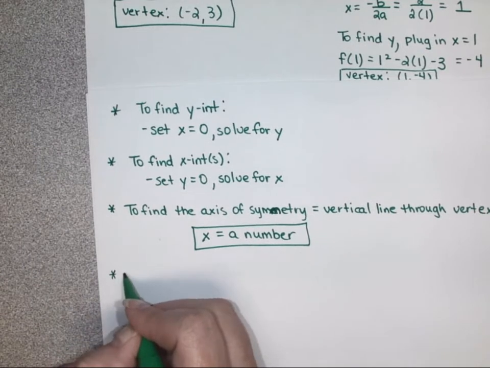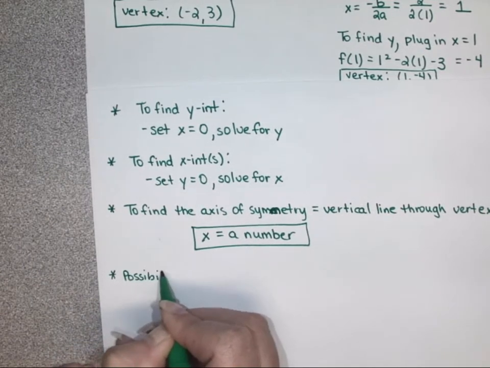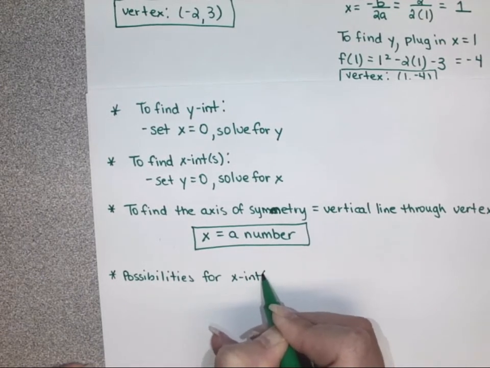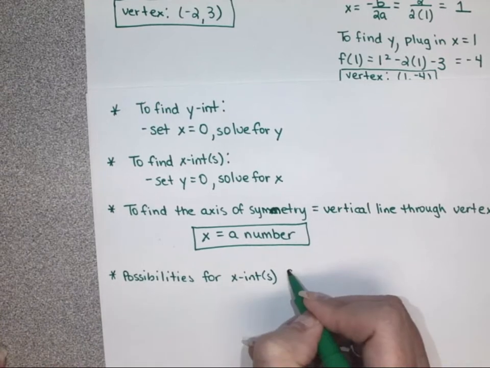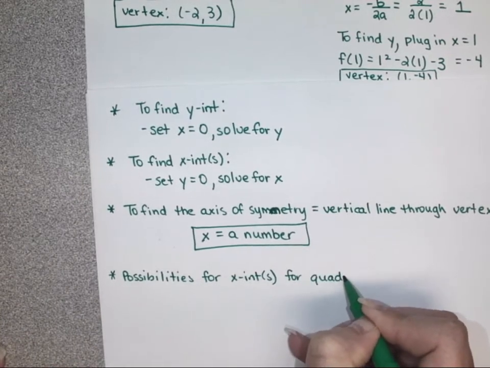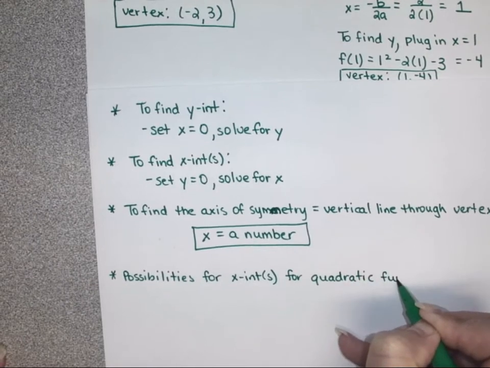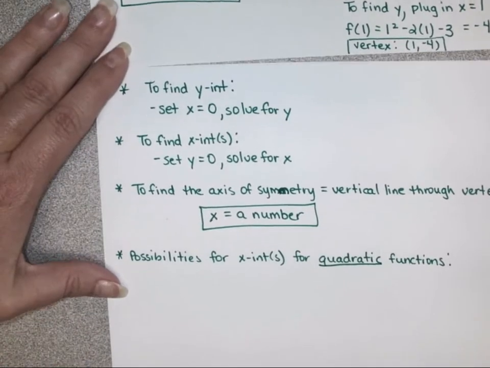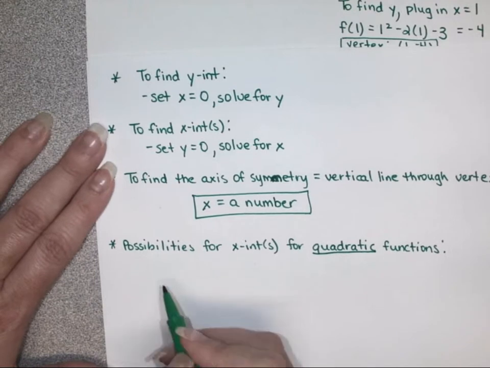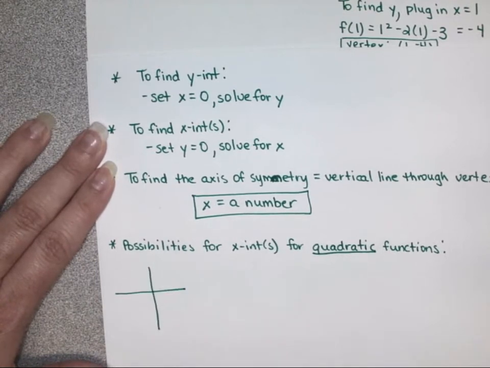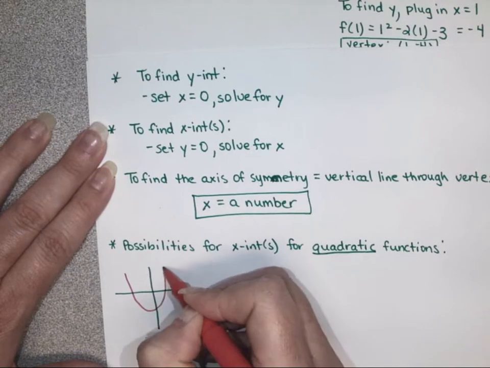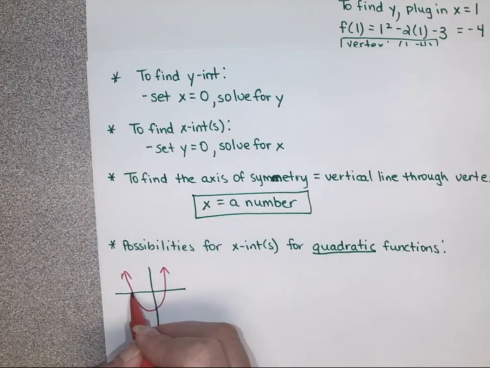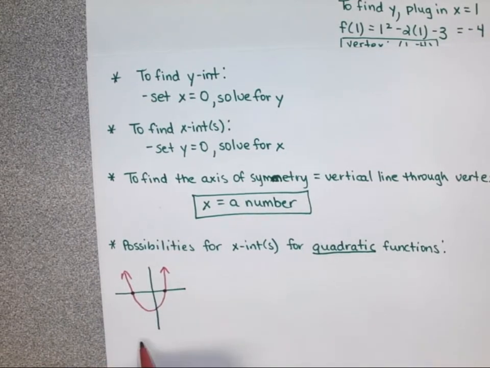All right, so before we move on to actually finding these things, I want to talk about kind of visually what you can expect for these parabolas to look like when we graph them. Okay, so the possibilities for x-intercepts for quadratic functions, which is what we're discussing today. All right, so here is the most common scenario. You've got an axis, and you have a parabola that is crossing the x-axis twice.